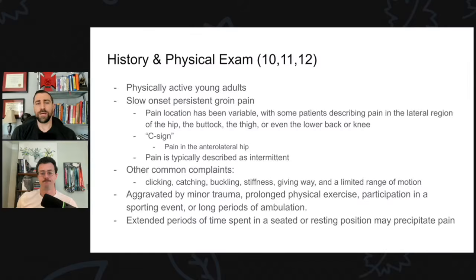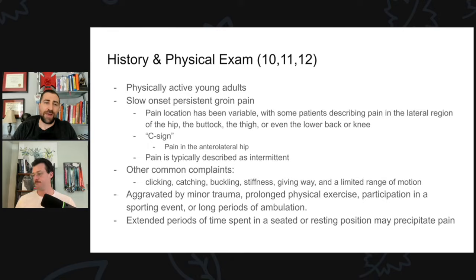All right. History and physical examination. What are these patients going to say to you, and what are you going to find during that exam? So typically, as we said, this is going to be more common in physically active young adults. It usually presents as a slow onset of persistent groin pain, although pain location can be variable. Some patients are going to describe pain in the lateral region of the hip, the buttock, the thigh, or even the lower back or the knee.